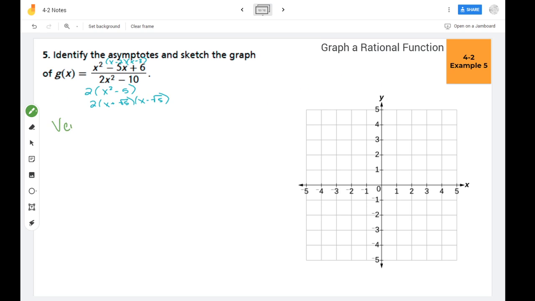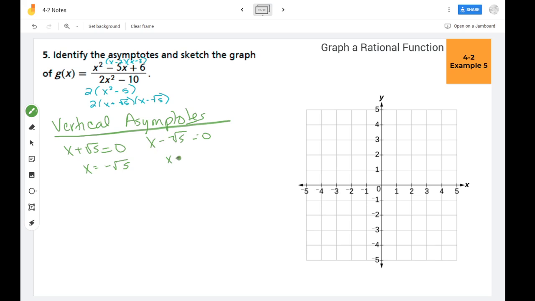So my vertical asymptotes, again, they're when the denominator equals 0. So I'm going to take the x plus root 5 and the x minus root 5, and I'm setting them equal to 0. And if I subtract the square root of 5 over and I add the square root of 5 over, I get positive root 5 and negative root 5. So that's between 2 and 3. It's a little closer to 2. So these are my vertical asymptotes.